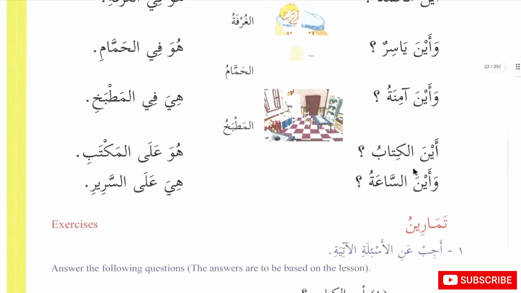Here, Aina al-kitab. Where is the book? It's definite. Huwa al-maktab. It is on the desk. Wa aina sa'a. Where is the watch? But this word also means the hour. Hiya al-sarir. It is on the bed.